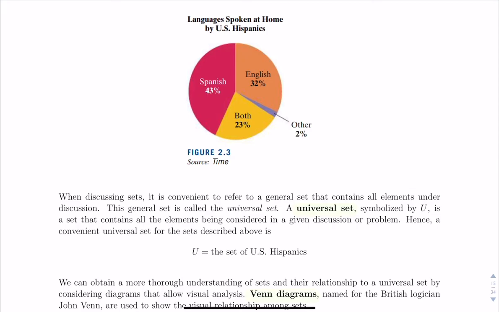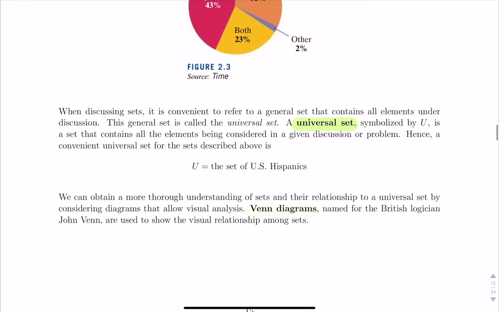So when discussing sets, it is convenient to refer to a general set that contains all the elements under discussion. This general set is called the universal set. A universal set, symbolized by a capital U, is a set that contains all the elements being considered in a given discussion or problem. Hence, a convenient universal set for the sets described above is U equals the set of U.S. Hispanics. We can obtain a more thorough understanding of sets and their relationship to a universal set by considering diagrams that allow visual displays.